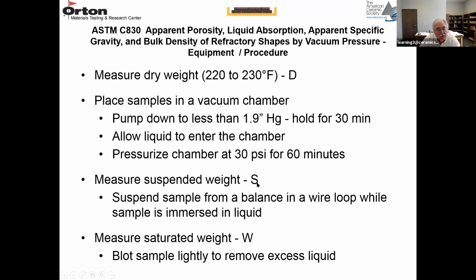Then you measure the suspended weight. You simply hang the sample from a balance in some type of wire loop into a container of whatever liquid you're using. So it's suspended. And then you blot off the extra liquid on the surface and measure the saturated weight, which is the weight plus the liquid in the open pores.